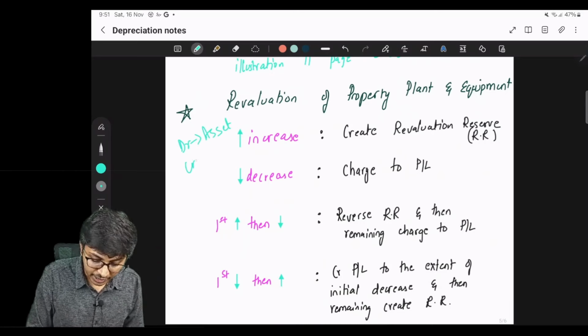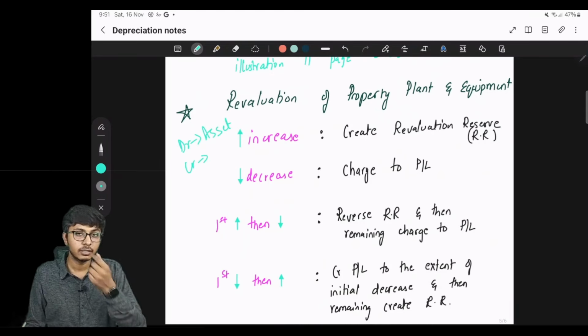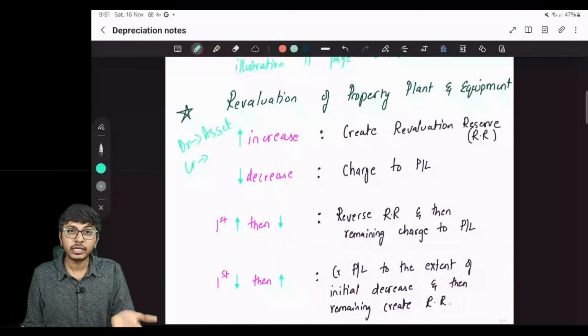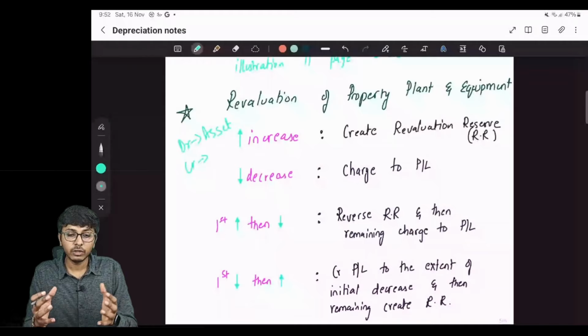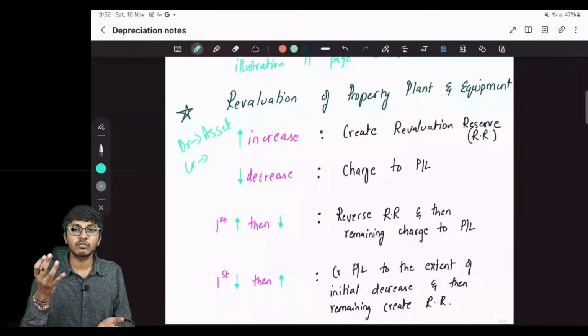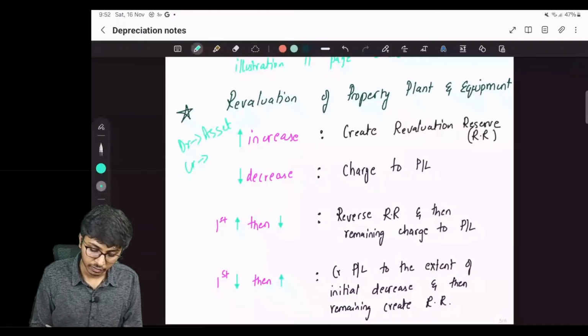Correct. You should credit something. When you increase an asset, you should credit something. Are you getting what I'm saying? You should credit something, otherwise the balance sheet will not match. So what you will do is, when you are increasing the value of the asset for the first time, you will create something called revaluation reserve.